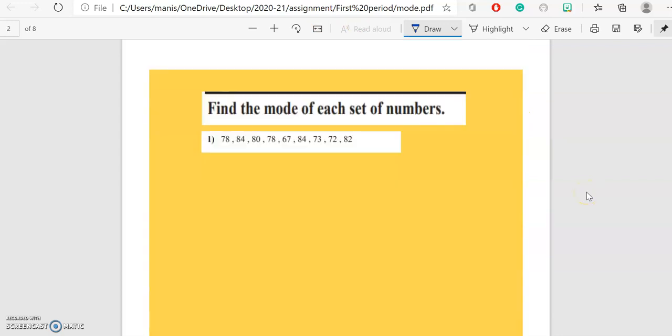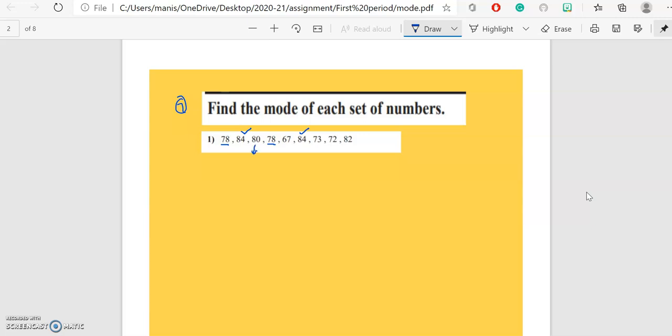Question says find the mode of each set of numbers. So in this case what we will do is we will see, the mode is what? Mode is the number that appears the most. So we look over here, 78. Do you see any other 78? Yes. Okay, so 78 is appearing twice. What about 84? 84 is appearing twice. Let's look for another one over here.